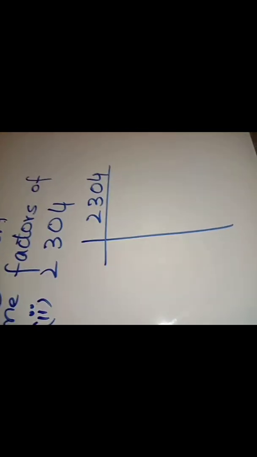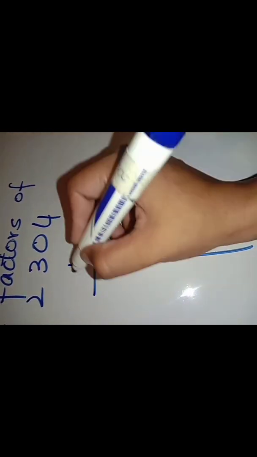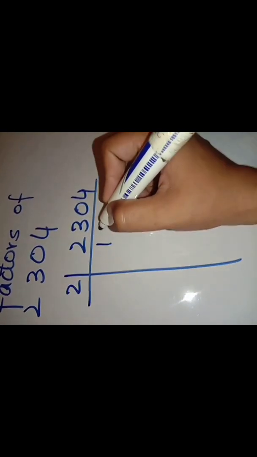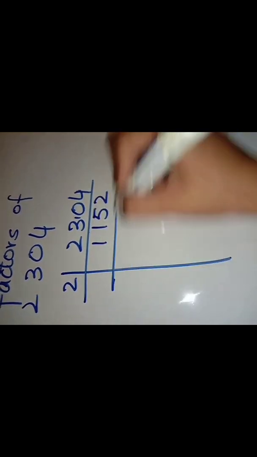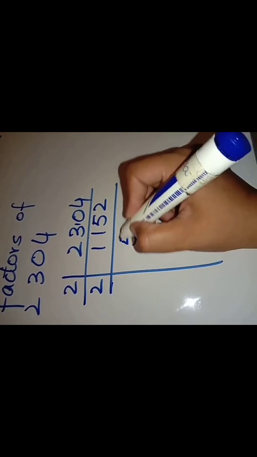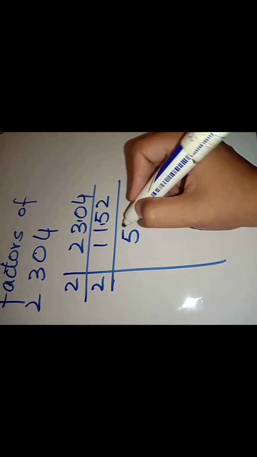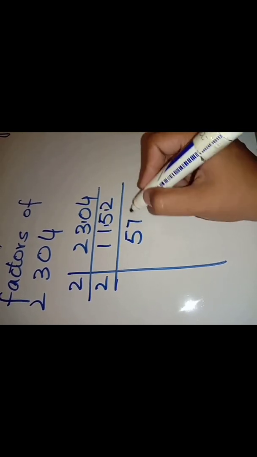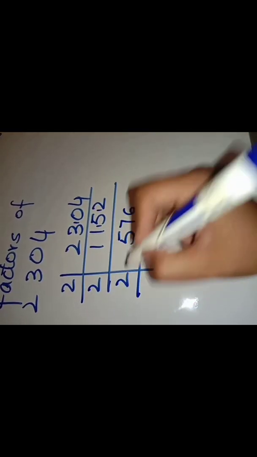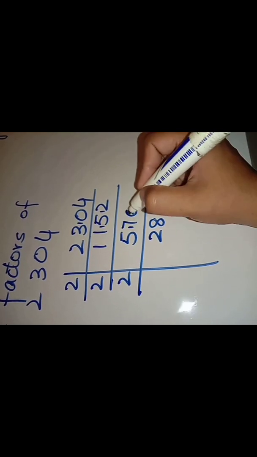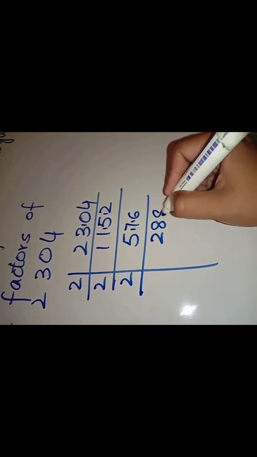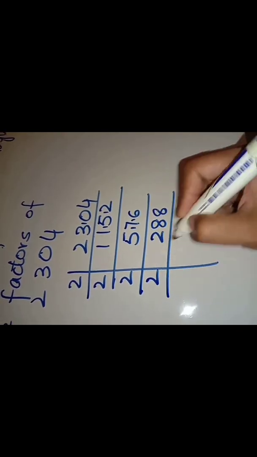We will start with the small number, which is 2. 2 1s are 2. Remainder is 1. 2 5s are 10. 2 2s are 4. 2 5s are 10. 1 remainder. 2 7s are 14. 2 6s are 12. 2 2s are 4. 2 8s are 16. 1 remainder. 2 8s are 16. 2 1s are 2.